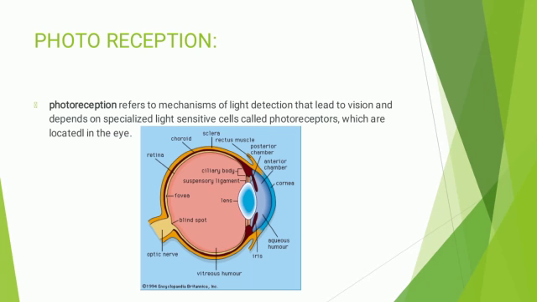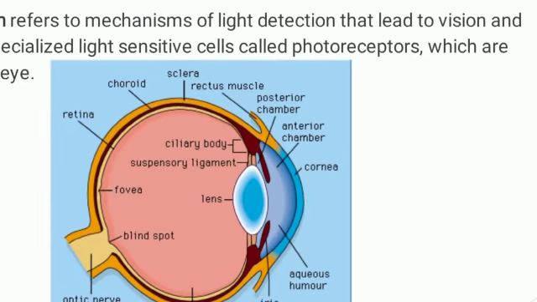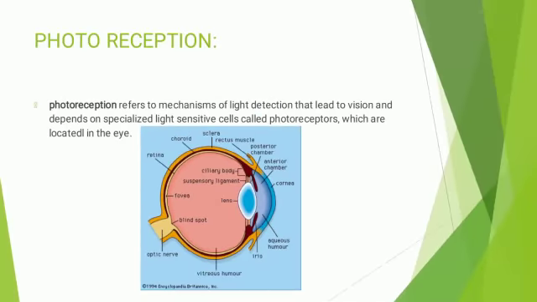Now we discuss photoreception. Photoreception refers to the mechanism of light detection that leads to vision and depends on specialized light-sensitive cells called photoreceptors, which are located in the eyes. Some light-sensitive cells are rods and cones. This is the structure of an eye.